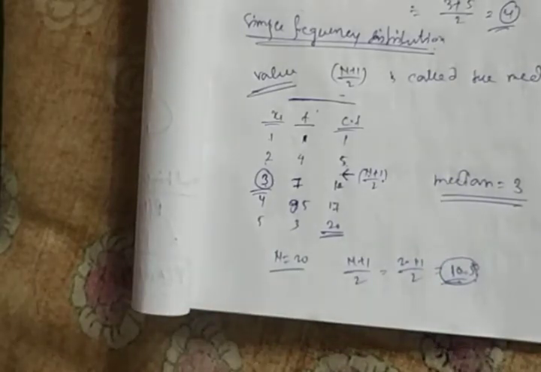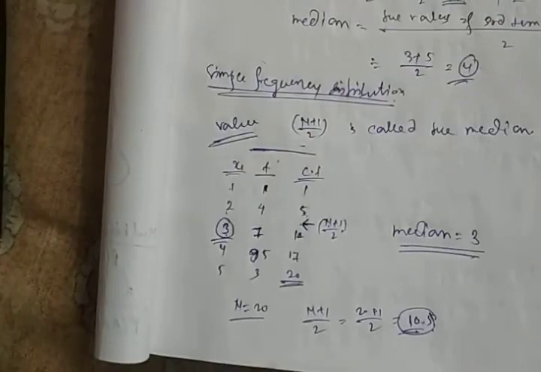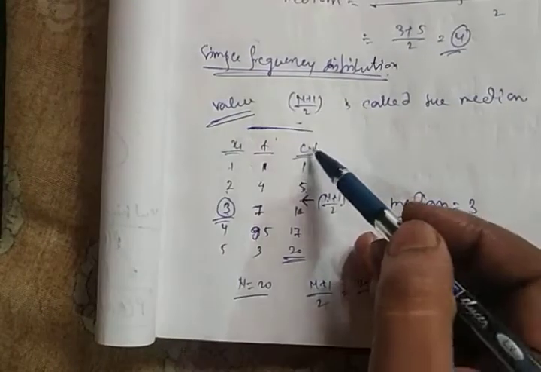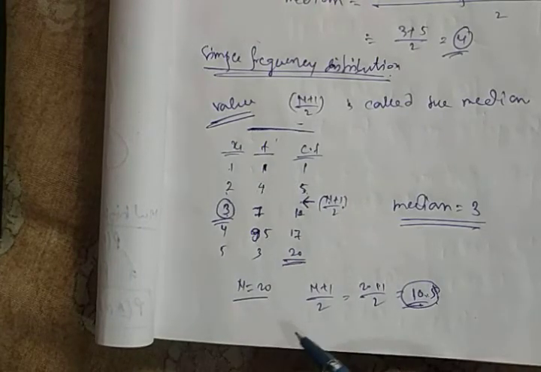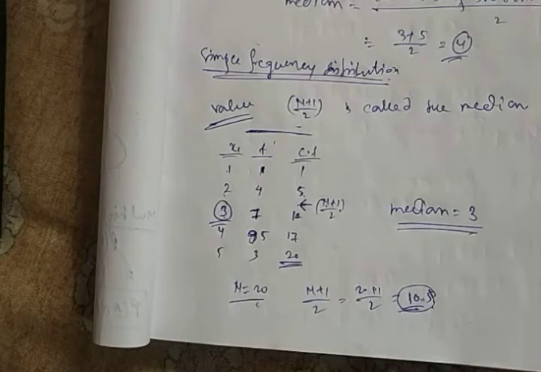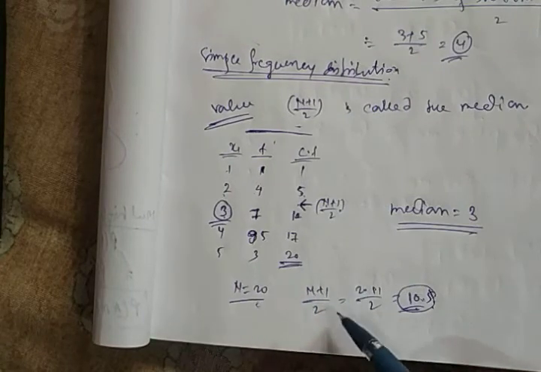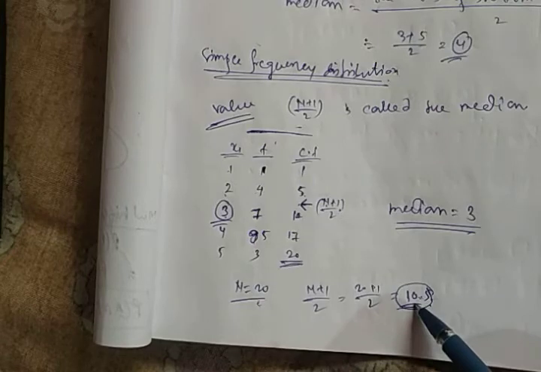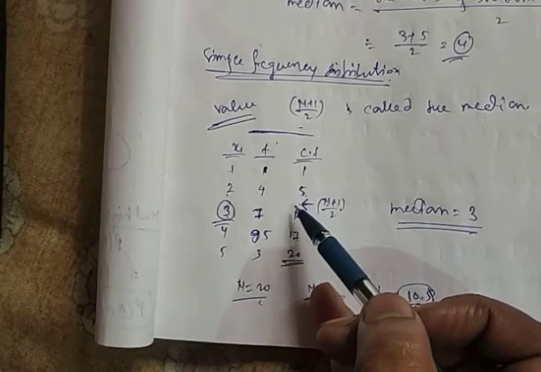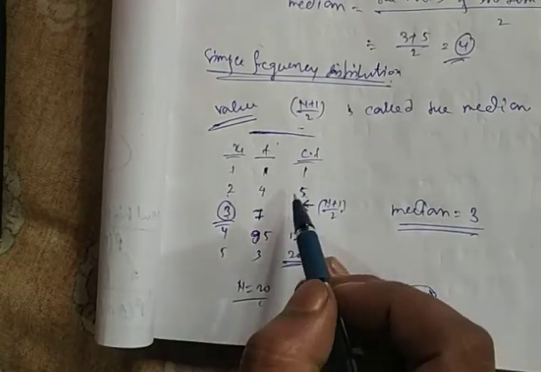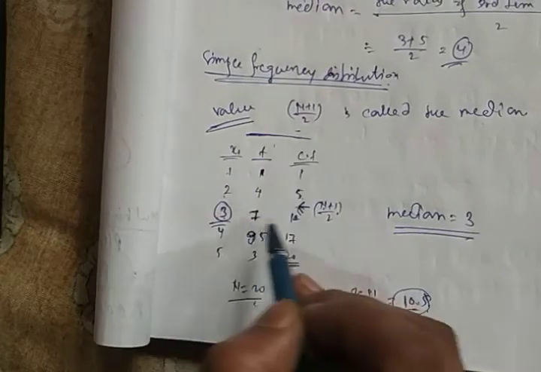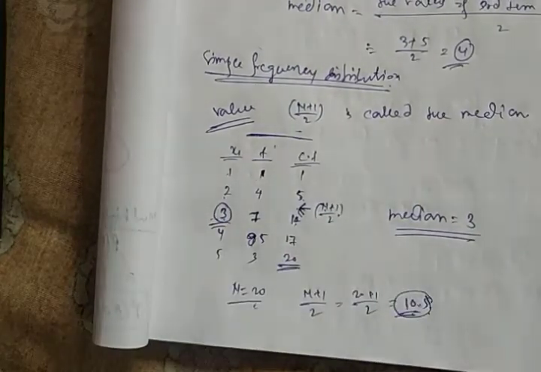And this is how we will find the median for a simple frequency distribution. We first calculate the cumulative frequency, then find the number of observations, which is 20, and calculate (n plus 1) by 2. This value lies between two cumulative frequencies. The value corresponding to the next cumulative frequency is called the median.